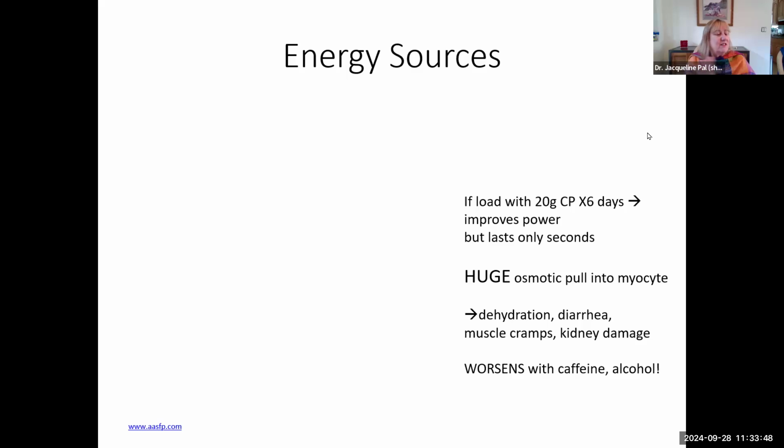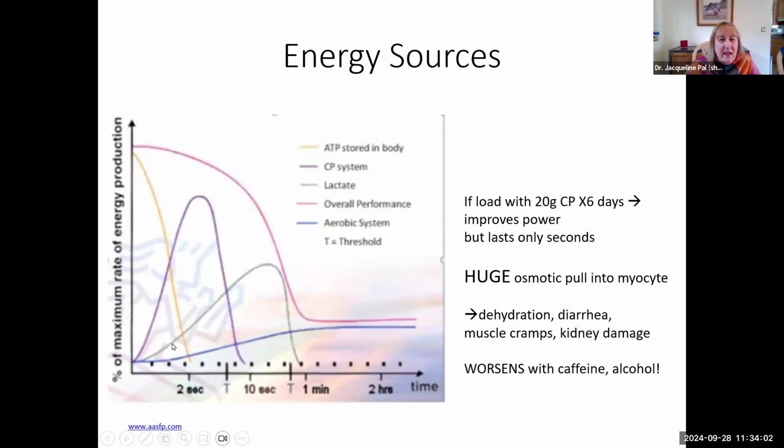And the professional athletes aren't going to be the ones who are running races. They're going to be the ones who are doing clean and jerk where they need to hold something for 3 seconds. And here is why. If we look at all of our energy sources, let's start with the yellow. Yellow is the ATP stored in your body.